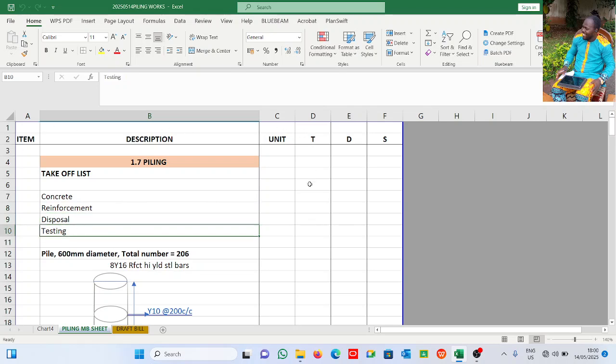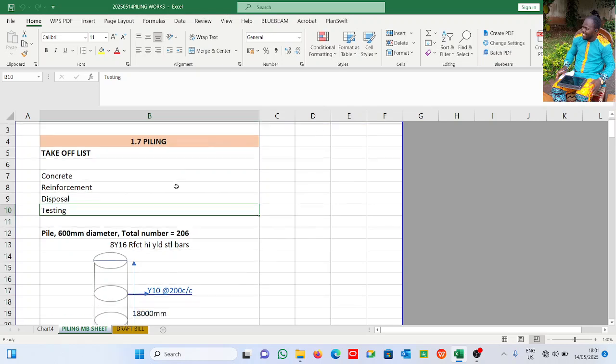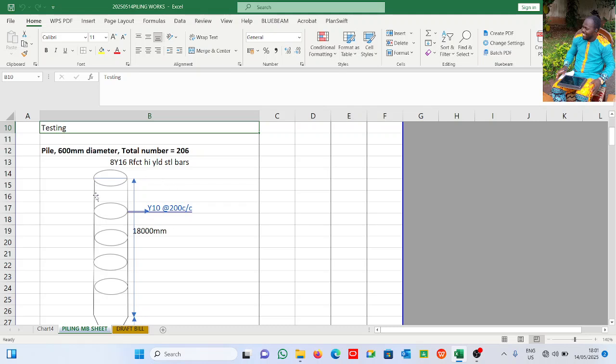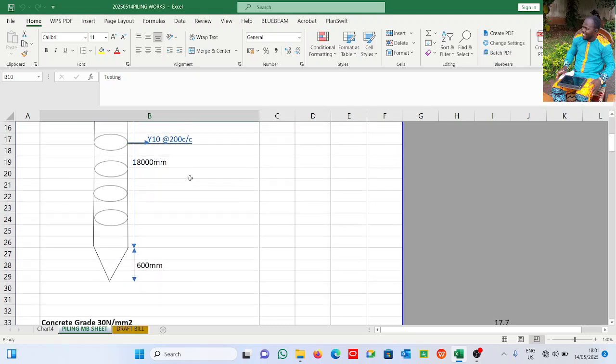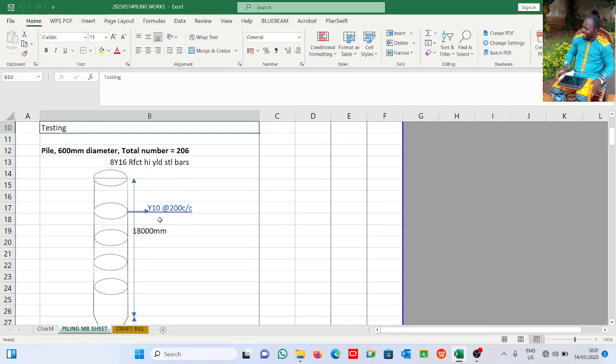Of course, this is your measurement sheet, your take-off sheet. You have the timesing, dimension, and squaring columns, and then of course you have the unit. Alright, so we have a diagram here of a pile. It's a pile 600 mm diameter, total number is 206. The reinforcement in the pile is 8Y16: 8 number, Y means high yield, 16 means 16 mm diameter reinforcement, of course high yield steel bars. And the stirrup is Y10.